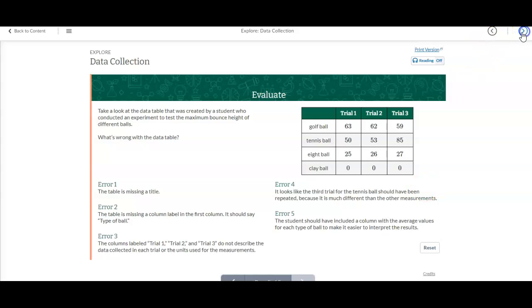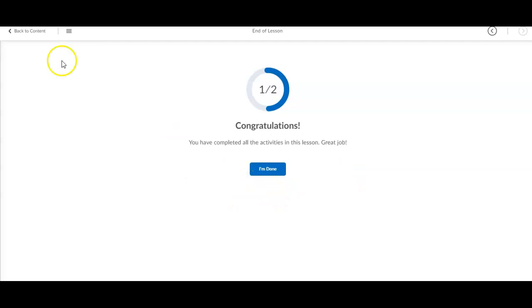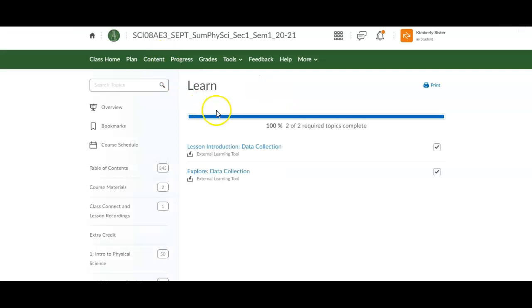All right, that looks like we are at the end of the lesson. So with that, you are getting ready to go into your drop and bounce, your first virtual lab.